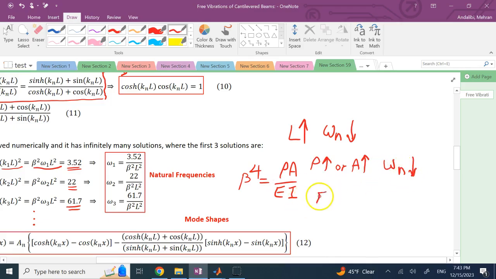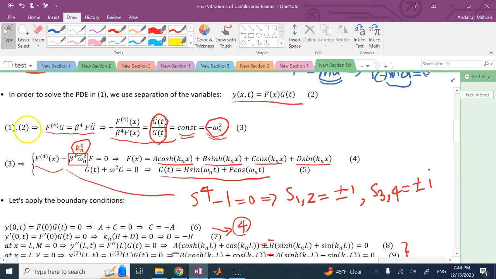On the other hand, if E goes up or I goes up, beta goes down. If beta goes down, omega goes up. Would that make sense? Yes. A stiffer material is going to oscillate faster. And if you have distributed the mass further away from the neutral axis, you can also make the system rotate faster.